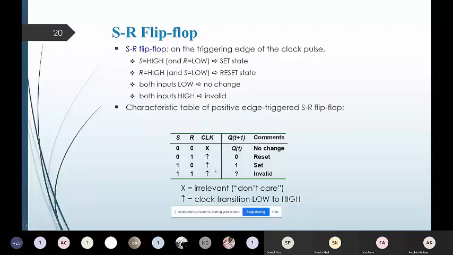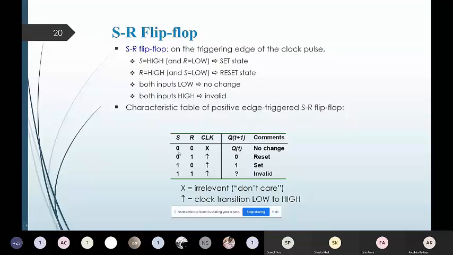But here all the arrows are indicated upward, so I am saying that this flip-flop is a positive edge-triggered flip-flop. With a change in the applied inputs S and R with the clock, which is a rising edge or positive edge-triggered clock, we see here that the next state, indicated by Q of t plus 1, has changed. So let's go for understanding this characteristic table.